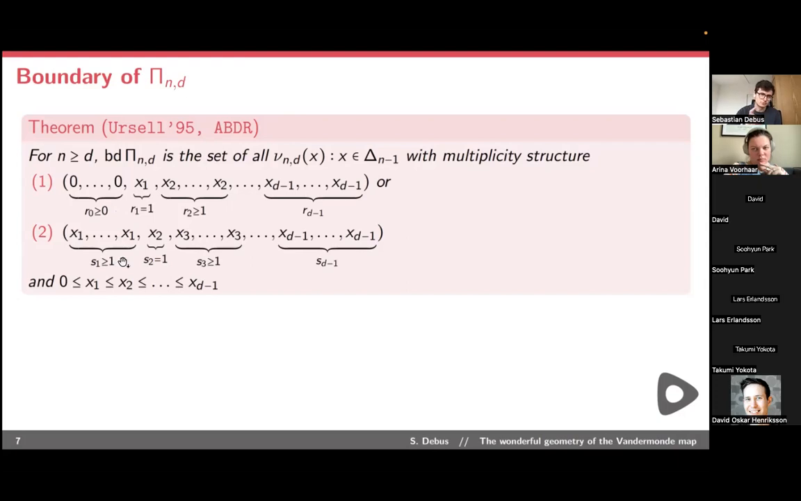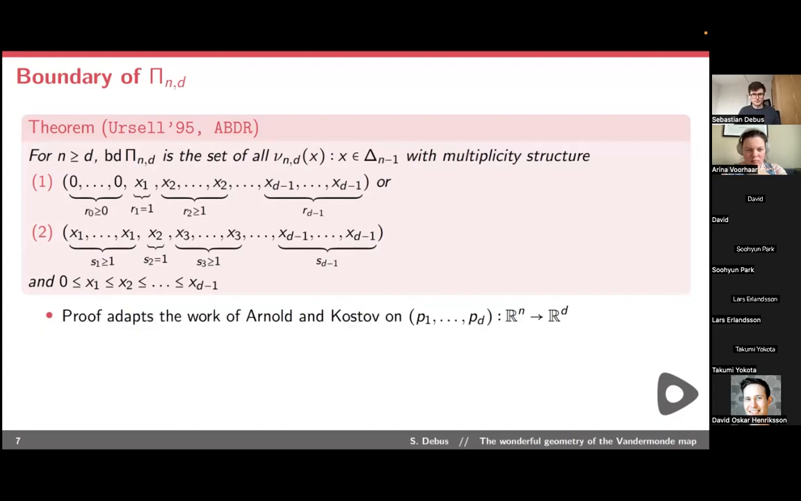And it can be of two types. So we have a lot of copies of 0, then we have one copy of x_1, then a lot of copies of x_2, one copy of x_3, and so on. Or we have a lot of copies of x_1, one x_2, and so on. And all of those vectors R and S give us in the end one patch. And the gluing of these patches will then be the boundary of this Vandermonde cell.